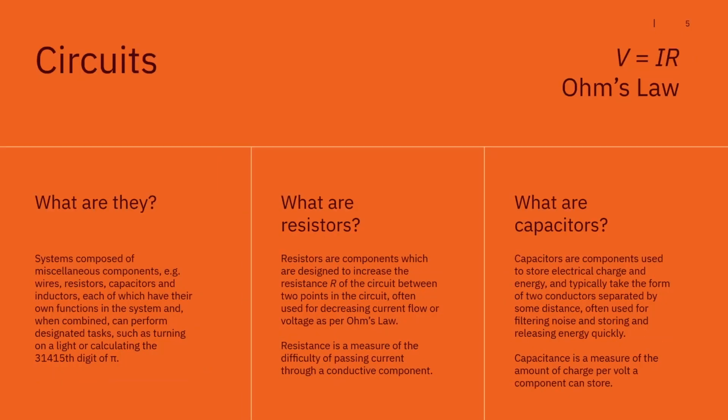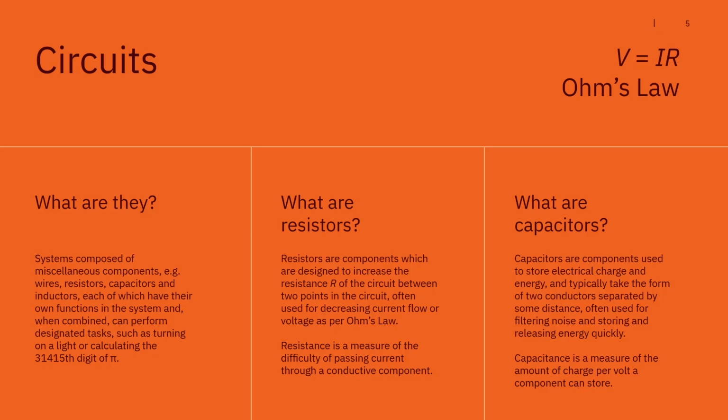Now, circuits, as previously discussed and described, are in their most basic form a simple path from high electrical potential to low electrical potential. These paths can be made much more complicated in order to perform more complex tasks like turning on a light or calculating the nth digit of pi. These circuits are often composed of a diverse array of components. However, two of the most common and most fundamental of those are the resistor and the capacitor.